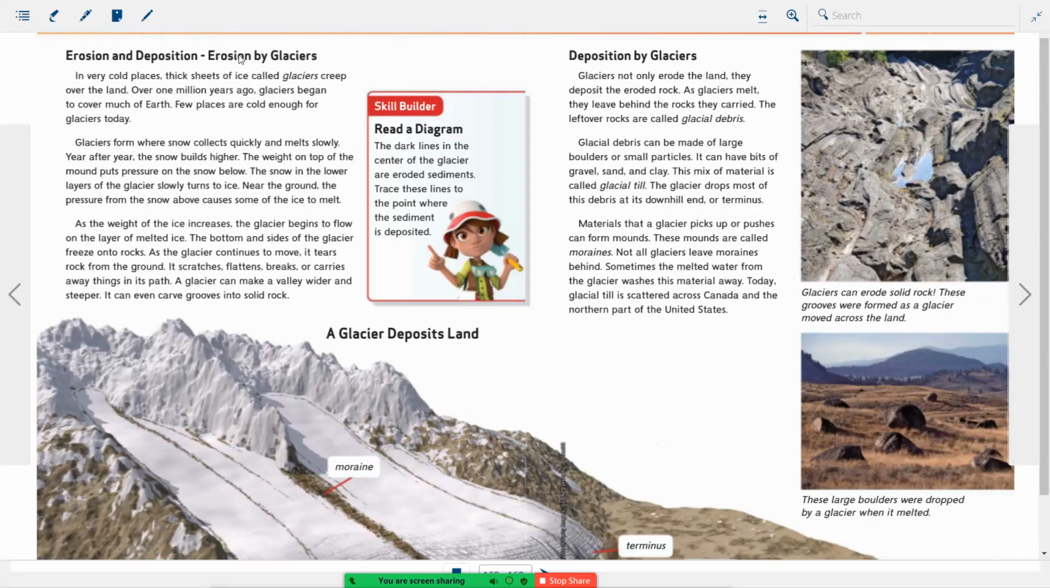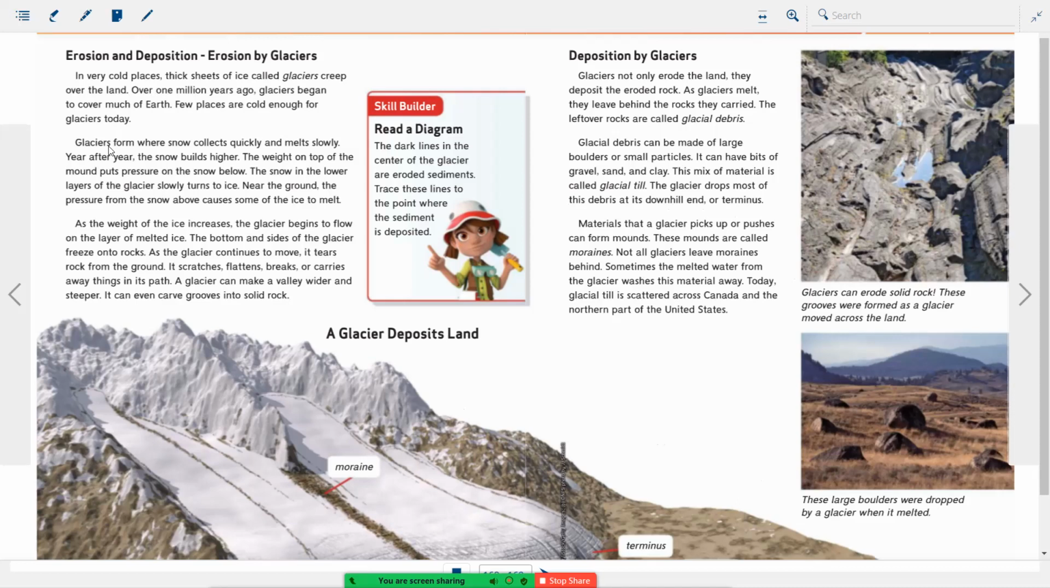Erosion and deposition, erosion by glaciers. In very cold places, thick sheets of ice called glaciers creep down the land. Over 1 million years ago, glaciers began to cover much of the earth. Few places are cold enough for glaciers today.